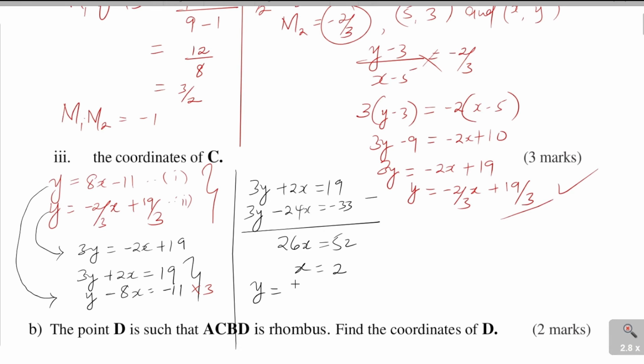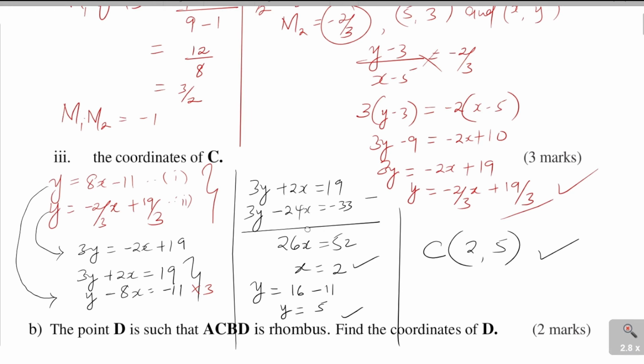8x, 8 times 2 will give 16, subtract 11. So y will give 5. So now you can see, after solving the two equations of the lines simultaneously, we have the point of intersection, which is x equals 2 and y equals 5. So that will give point C. The x value is 2, then y is 5. So that is how we get the coordinates of point C.